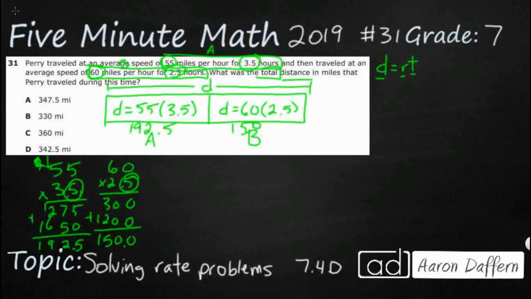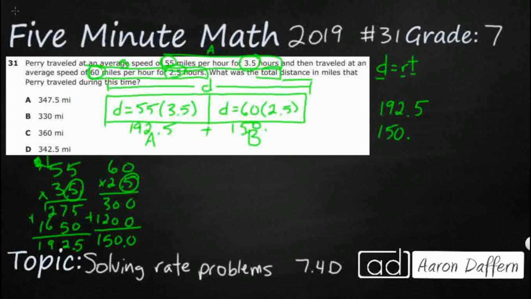I've got my 150, and I've got my 192.5. Just a matter of adding those two up to get my total. And the only trick, if you want to call it a trick, I guess, would be to make sure that you line up the decimal. So look at this, 192.5. This 150 does not have a decimal, so I'm going to always place the decimal after the ones place. And that's going to help me line it up.